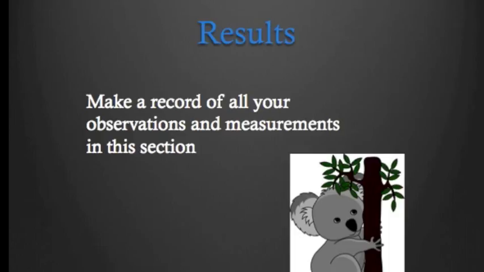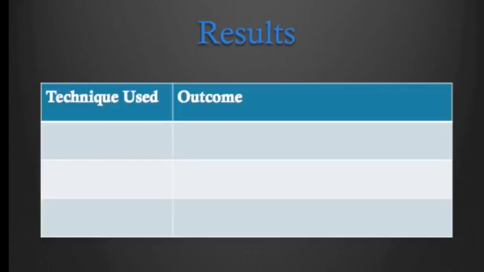For example, in an experiment where you are using a range of techniques to achieve the same result, your table might look something like this. You'll have the technique used in the one column and the outcome of that technique in another column, and you'll record your results in there.